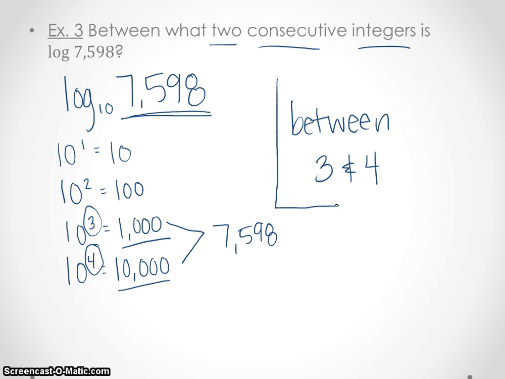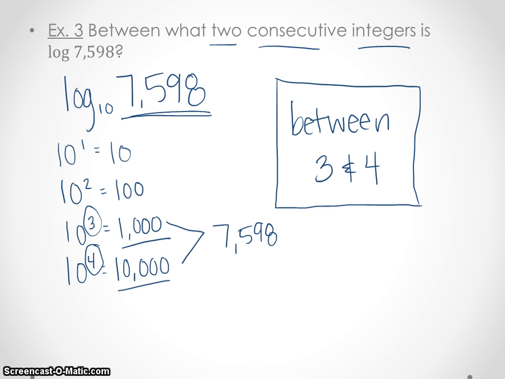So we've done a good job here. These are consecutive integers. We wouldn't want something like 3 and 8 because those aren't next to each other. 3 and 4 is really what we want here. So we know it's going to be 3 point something, and I would venture to guess it's going to be in the high 3s, like 3.7, 3.8, just because 7,598 is closer to 10,000. So it's closer to the 4 mark, but in the high 3s. But they didn't really care about that. They just want to know between what two integers, so we can simply say it's somewhere between 3 and 4.